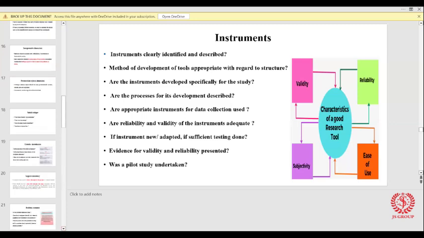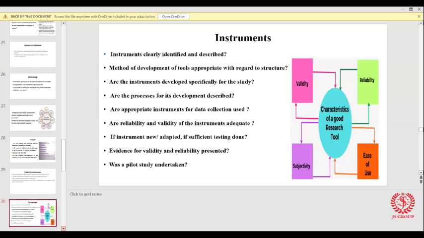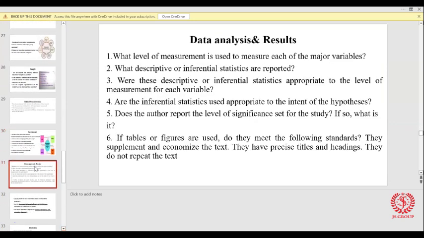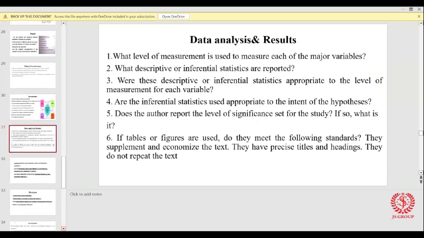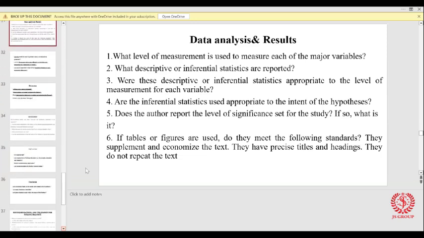After the instruments, data analysis and results. The critic should check whether the researcher has selected the inferential statistics and descriptive statistics appropriate to getting the answer for the research question, the level of measurement, what level of measurement the researcher described, and what descriptive and inferential statistics.